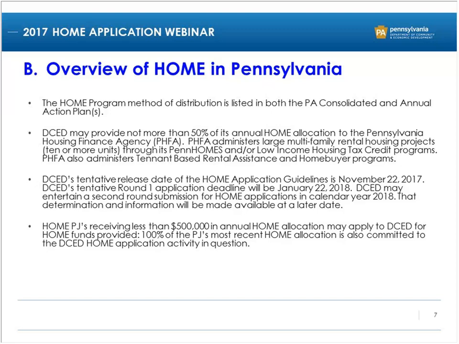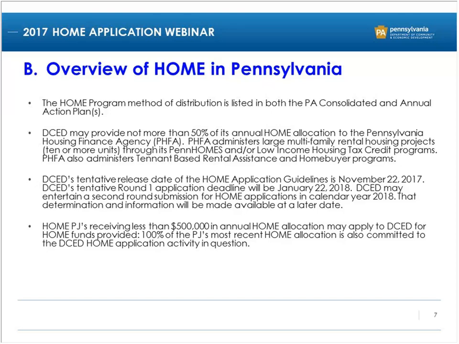We, of course, will send out a CD&H alert informing you, the grantee network, of that publication date. If it is the 22nd, our tentative round one application deadline will be January 22nd of 2018. We may entertain a second round of applications, but that would all depend on the level and the amount of awards from our January round.